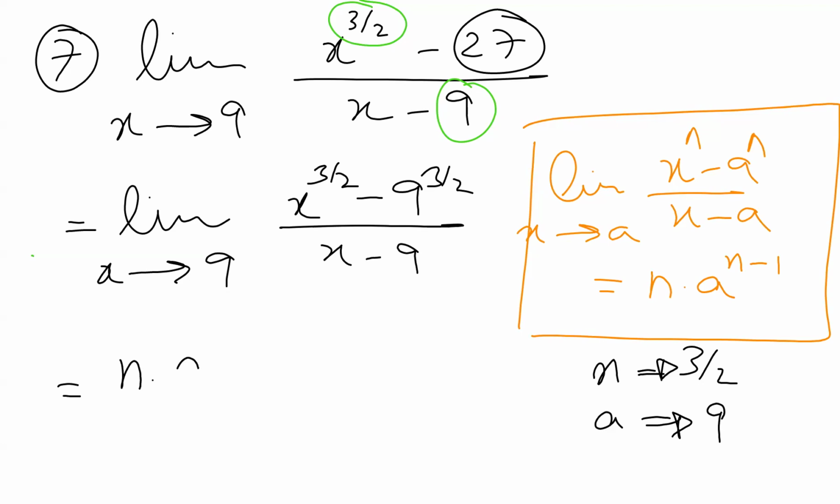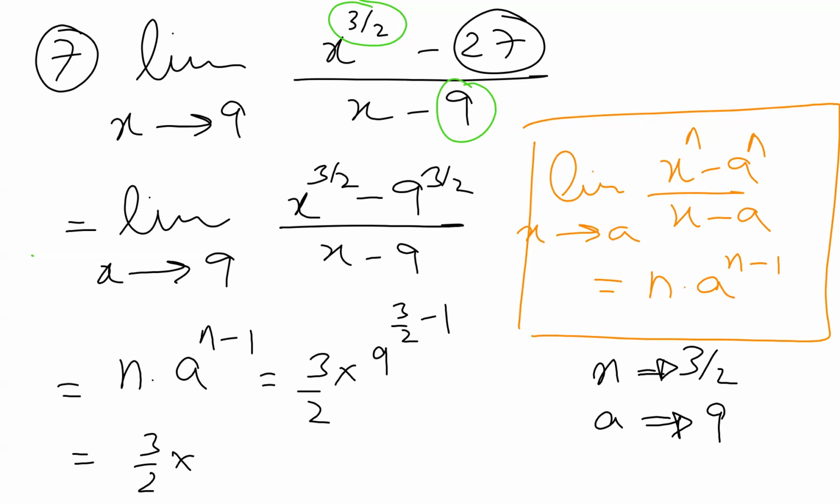Perfect. So n into a raised to n minus 1. So 3 by 2 into 9 raised to 3 by 2 minus 1. So 3 by 2, 9 raised to 3 by 2 minus 1 is 9 raised to half. Okay. 9 raised to half. So 3 by 2 root 9. Root 9 is 3. So this is 9 by 2.